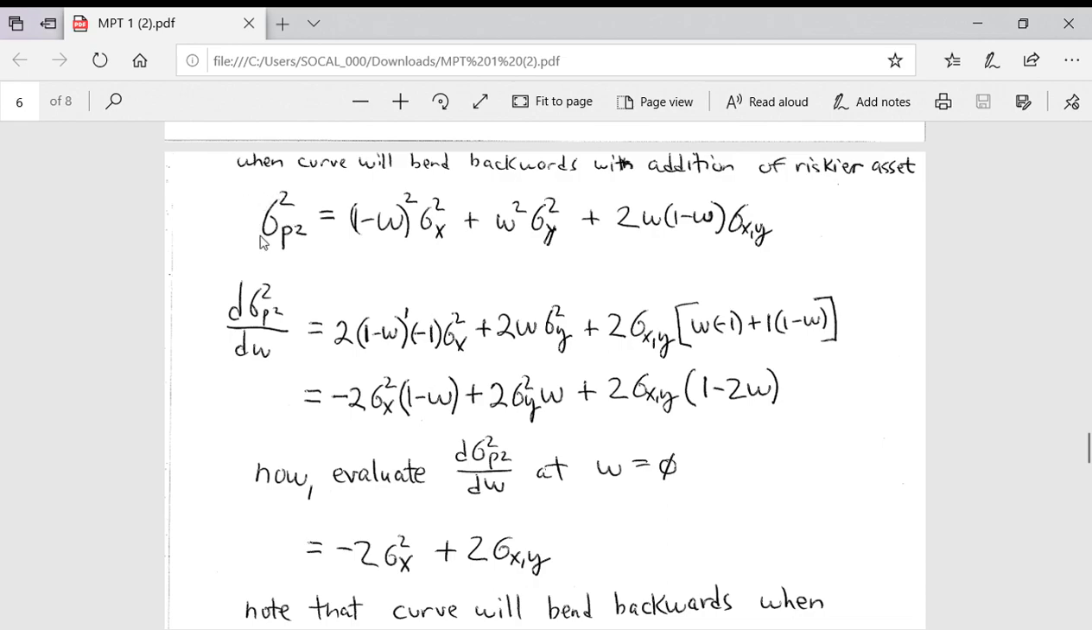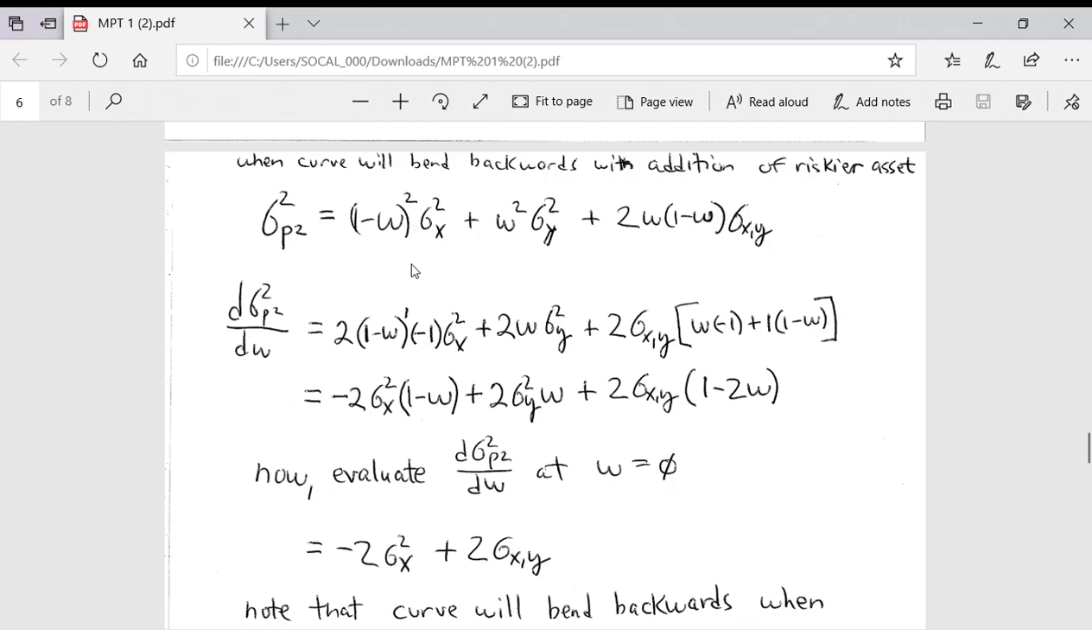So we start off by saying the variance of the return of a portfolio of two securities is equal to the weight in x, which is just (1 minus w) squared, times the variance of x's returns, plus the weight in y, which is w squared, times the variance of y's returns, plus 2 times w times (1 minus w) times the covariance of the returns of x and y. We next take the first derivative of the portfolio return variance with respect to w, the weight in y.